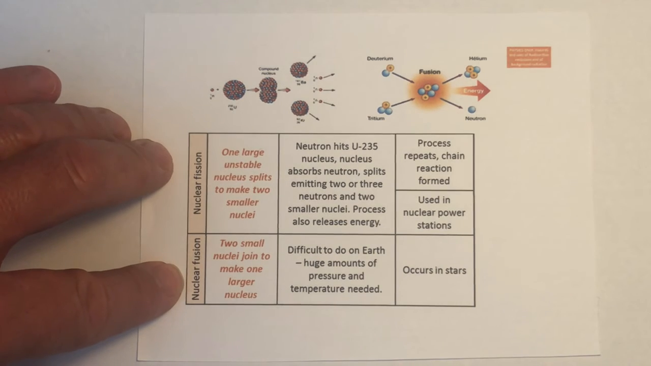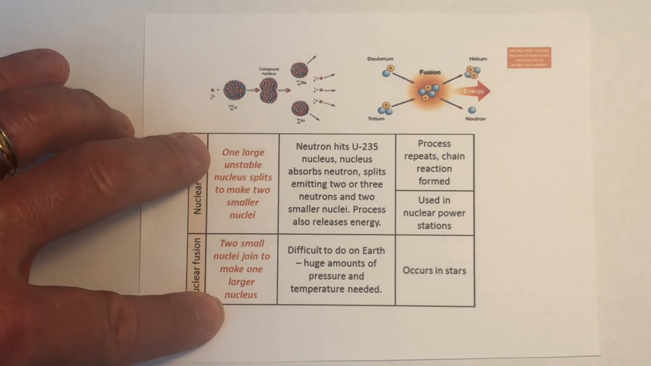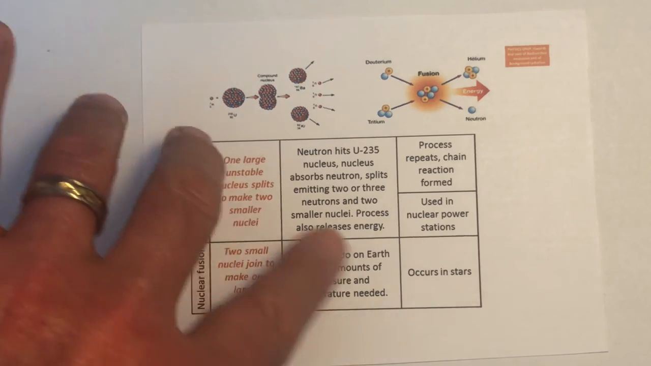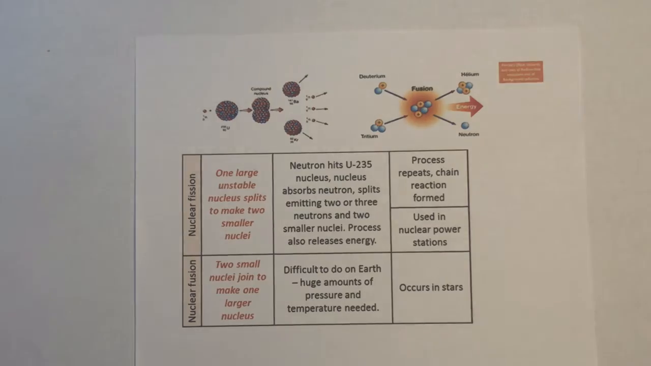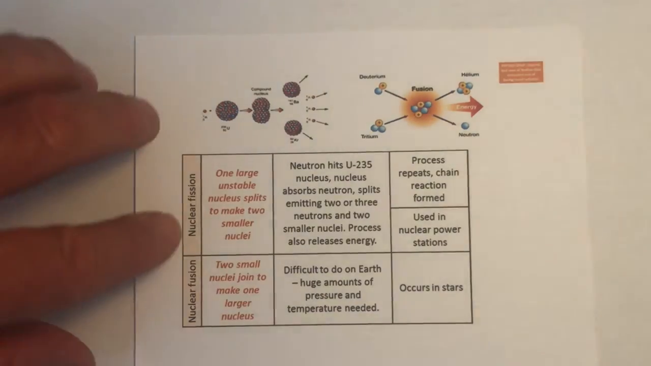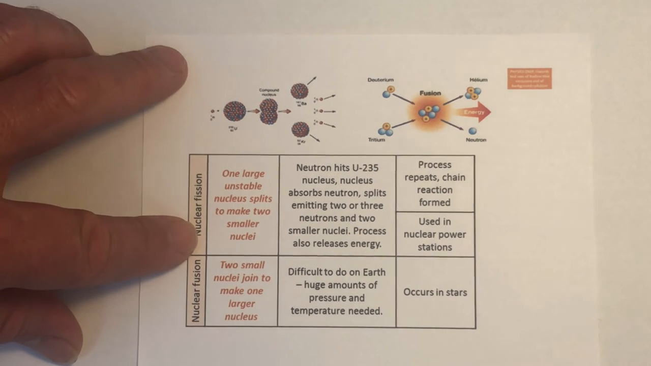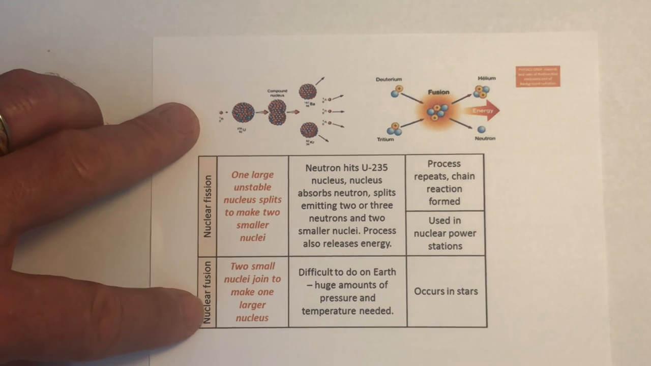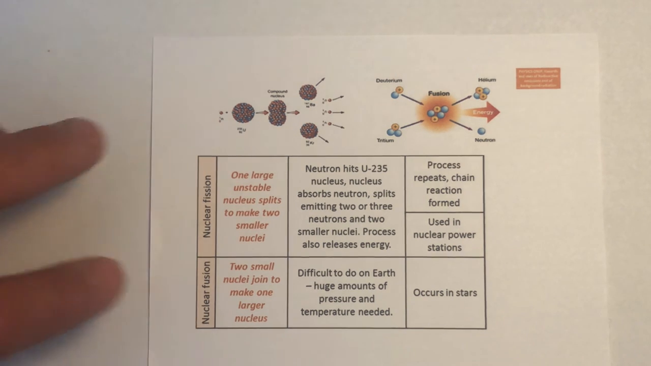Nuclear fusion, rather, is where you have 2 small nuclei joined to make one larger nucleus. This occurs in stars. It's very difficult to do on Earth because you need huge amounts of pressure and temperature. So, in a nutshell, compare nuclear fission and nuclear fusion. Nuclear fission is the splitting of a larger nucleus to create energy. Nuclear fusion is the joining together of two nuclei to make another substance, also giving out energy.